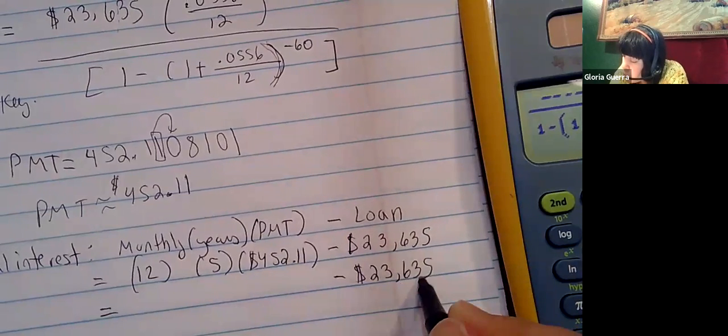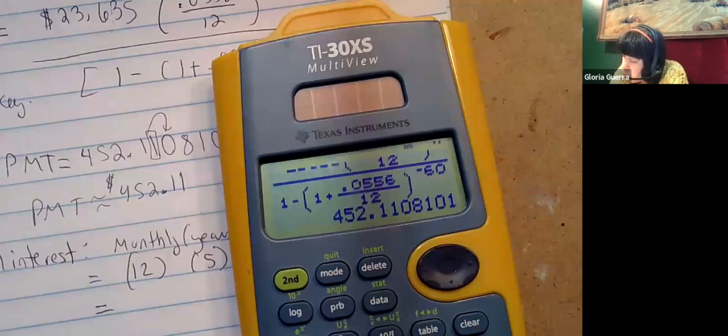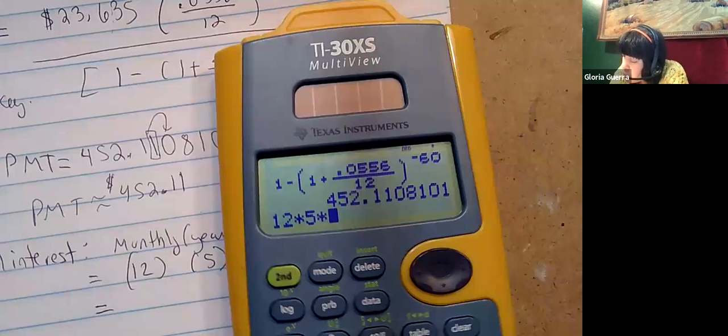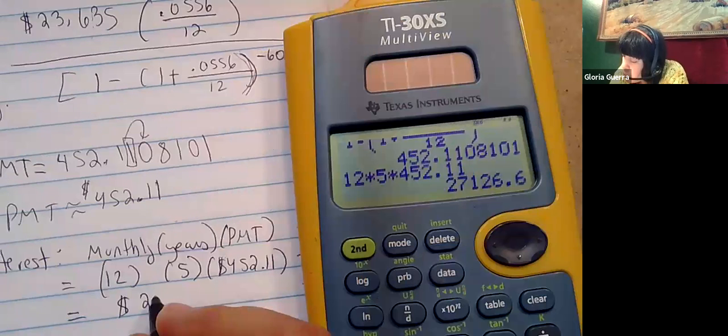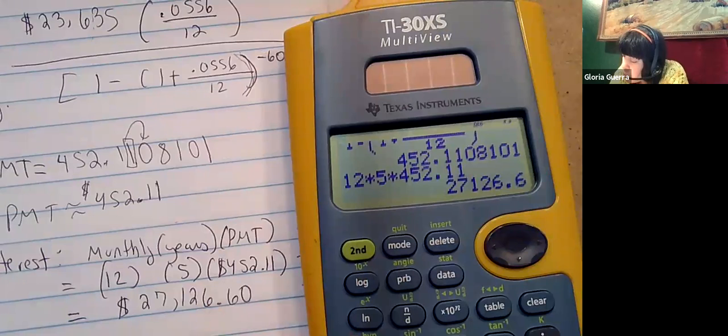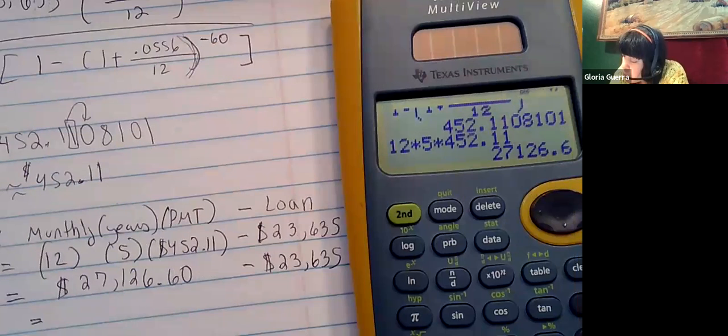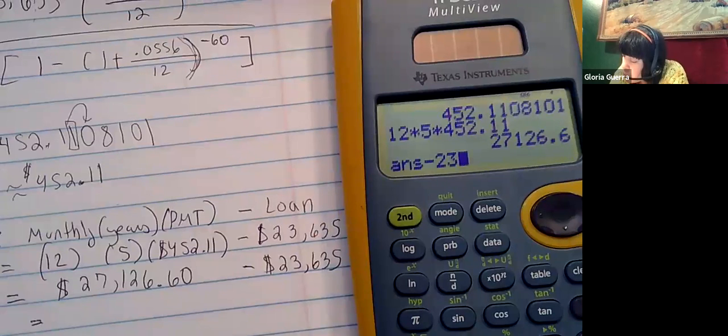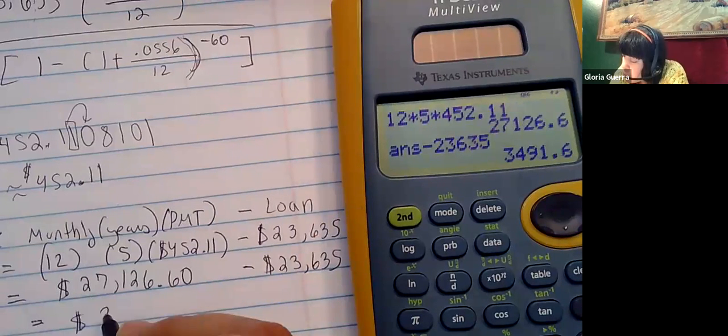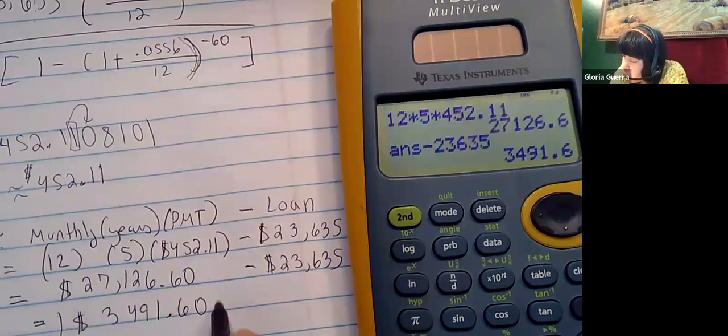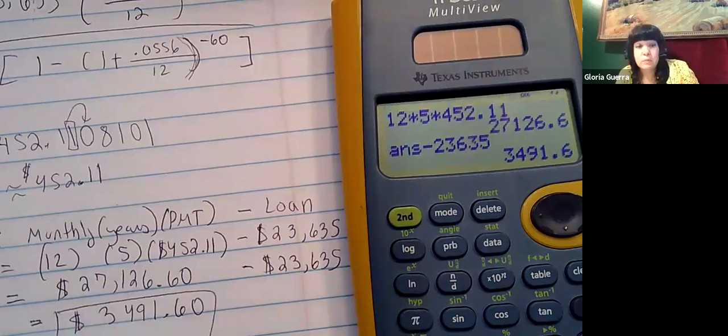Okay, so now we have 12 times 5 times 452.11 here, which is 27,126 and 60 cents. Okay, so now I'm going to subtract these two values. 27,126.6 minus 23,635 is 3,491 and 60 cents. And that's your total interest.